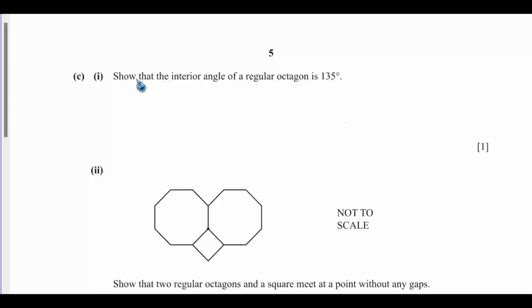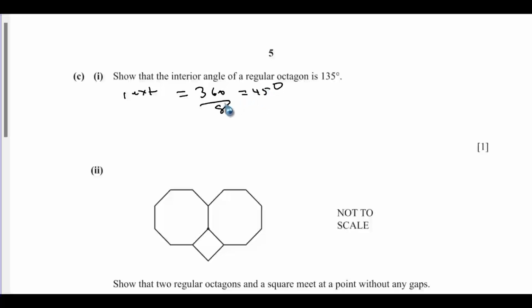So to do this, you have to firstly get one exterior angle of a regular octagon. We know that the sum of the exterior angles of any regular polygon will be 360 degrees. So one exterior angle of a regular octagon will be 360 degrees divided by 8. If you divide this by 8, that will give you 45 degrees.